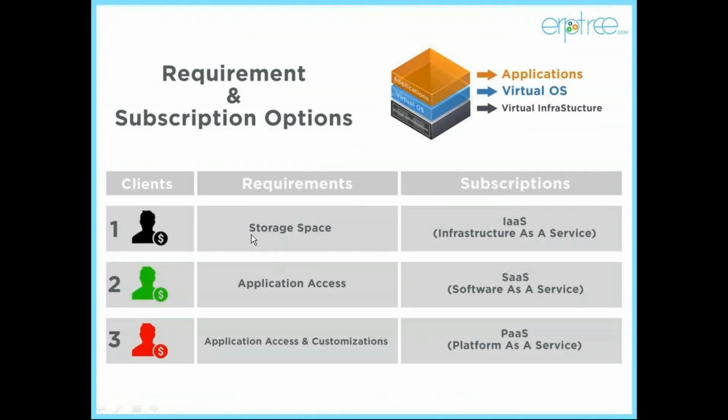So the first client requirement is storage space. If any client is looking for storage space, they can subscribe to the IaaS option. IaaS means infrastructure as a service. Here they don't get any applications, only storage space. So you have some data with you, you want to store the data in a specific drive in your system. Yes, you can do that. Instead of using your physical system, laptop or desktop, you can buy storage space maybe from Amazon or from some other cloud vendors, and you can store the data, install the software, and place the files within the storage space.